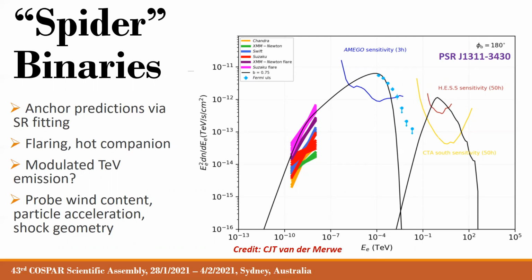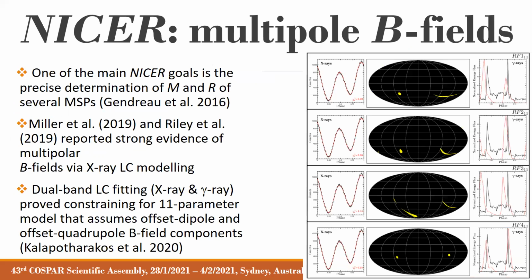to anchor your emission predictions for the TeV band, and then one can see that actually in some cases one expects HESS and definitely CTA to see some of these binaries. One can also, by doing this, probe the wind content, the particle acceleration, and the shock geometry in these systems.